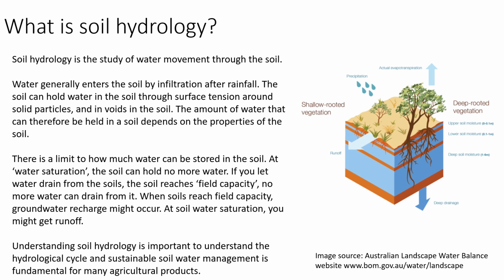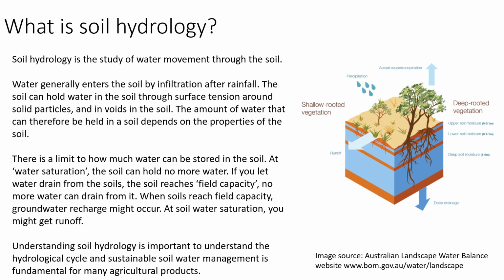As a soil gets wetter and wetter, as it reaches field capacity, then the water might start to move through the pores, downwards, and groundwater recharge might occur. As you wet the soil up even further and you reach the saturation level, and no more water can be held anywhere in the soil, then you might start to get surface runoff. Understanding soil hydrology is important to understand the hydrological cycle and to enable us to have sustainable soil water management for agriculture, as well as for things like your pot plant at home.